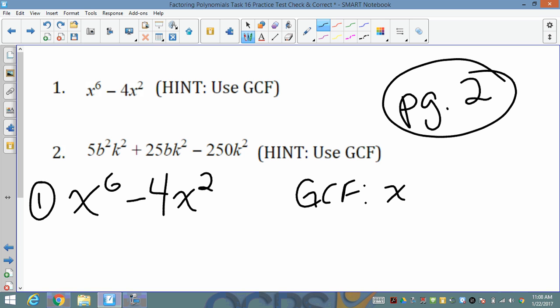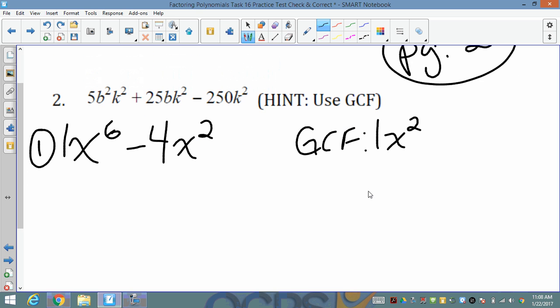And remember, when you're picking your greatest common factor, you're always going to choose your smallest exponent. So it's going to be x squared. And let me backtrack real quick. My numbers are 1 and 4, so my GCF there is just 1. Now, to factor out the GCF, remember what we are doing is the opposite of distributing. So this is going to look like x squared times something. And to get that something, I'm going to divide each term by my GCF. So I'm going to divide each term by x squared in this case.